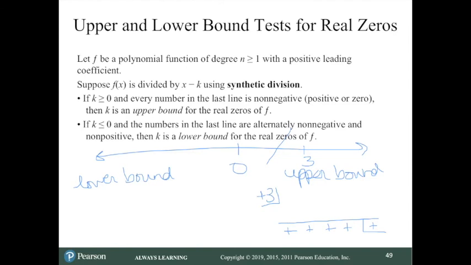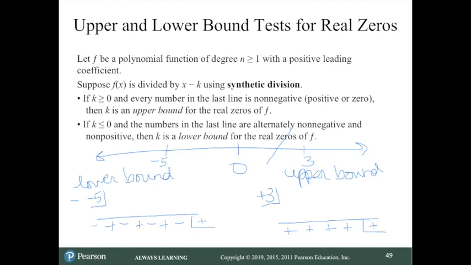The lower bound test works very similarly. Maybe I wanted to test -5. If the number that I'm testing is negative, then the results will alternate. Positive, negative, positive, negative, and then the remainder falls in that pattern as well. 0 could count as a positive or a negative. It could also start with a negative. So it just alternates: positive, negative, positive, negative. 0 counts as both positive and negative, so it doesn't break the pattern there, okay? Then that's a lower bound.